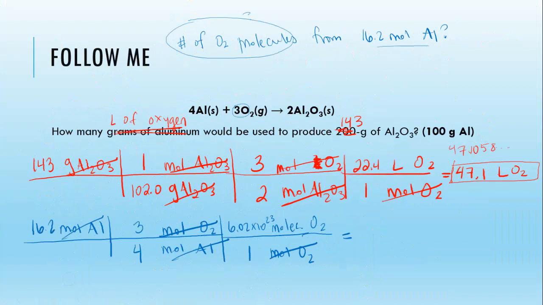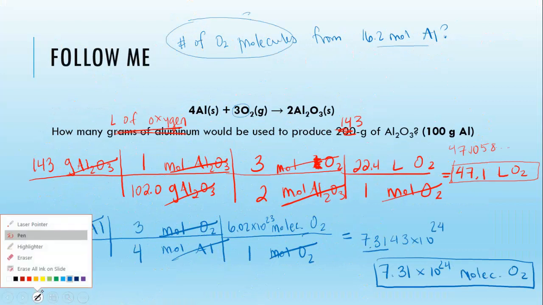What I'm left with is doing all of my numbers: 16.2 times 3 times 6.02 to the 23rd, and then divide that by 4. And my very quick math says that the answer is 7.3143 times 10 to the 24th. Can I keep all of that? Well, absolutely not. This has 3 sig figs, which means I get to keep the first 3 digits. So 7.31 times 10 to the 24th, and here's what I put on the end of it: molecules of O2.